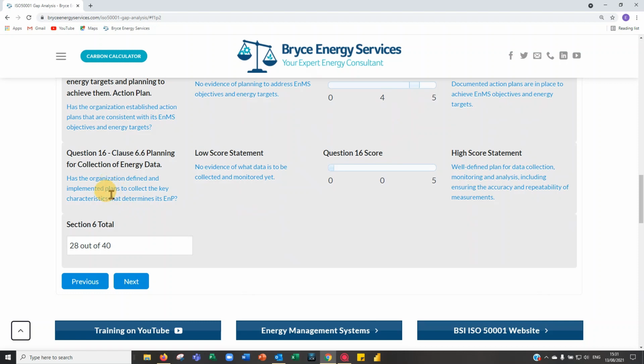Planning for collection of energy data. Has the organization defined and implemented plans to collect the key characteristics? So if you've determined an energy process, energy collection, and KPIs or energy performance indicators, how are you collecting that data to know what the answer should be? So this is the regular collection and measurement of data from your process to say, okay, my process has used 10,000 kilowatts and I've produced 10 units. And that is my energy performance.